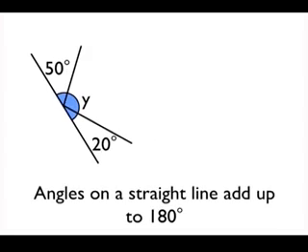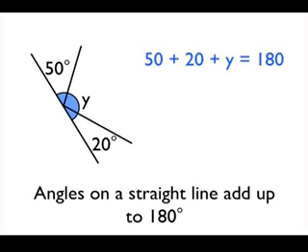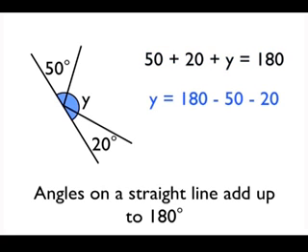In another example, we have two acute angles, 20 and 50 degrees, and a third seemingly obtuse angle y. We'll find out if it is obtuse or not. All the three angles lie on a straight line, so they add up to 180 degrees. We therefore say 50 plus 20 plus y is equal to 180. Then y is equal to 180 minus 50 minus 20, and y is 110 degrees. And yes, y is an obtuse angle.